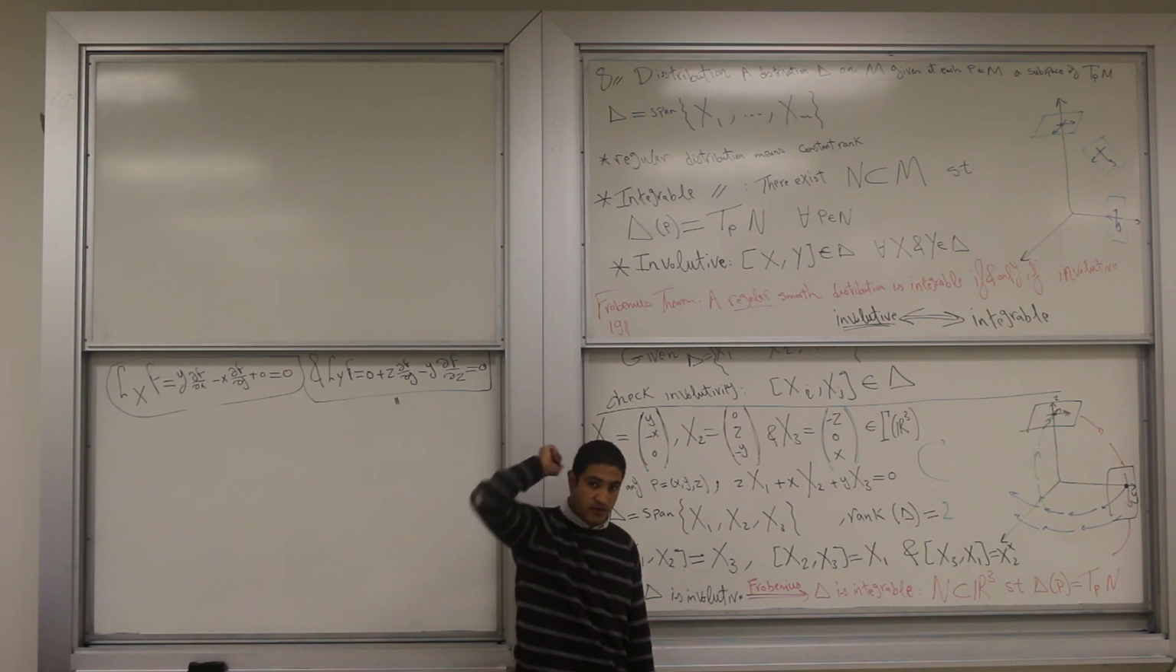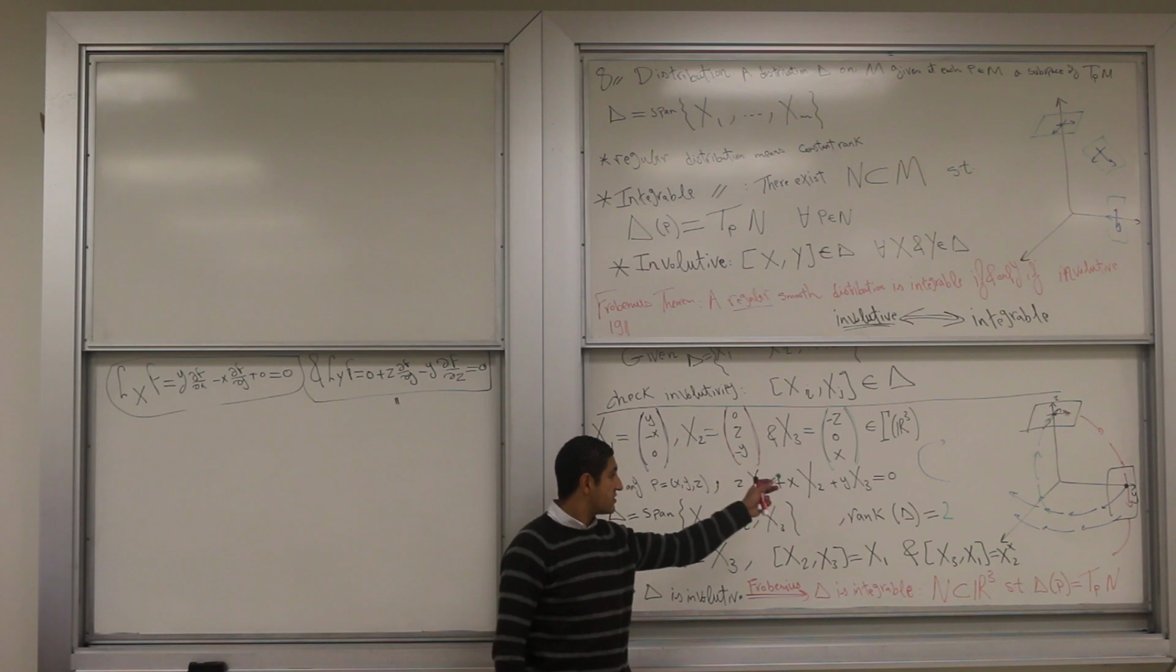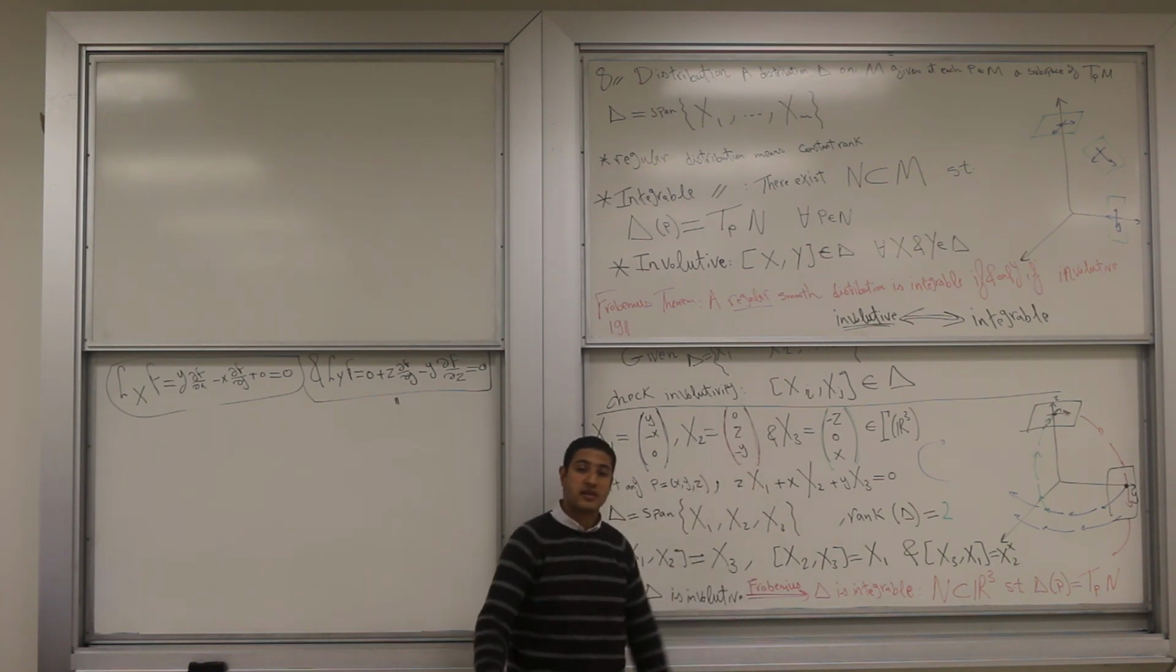Yes, Joseph? How come it doesn't go away at the origin? It goes away at the origin. So this is for constant rank for all points except the origin. Okay, except the origin.